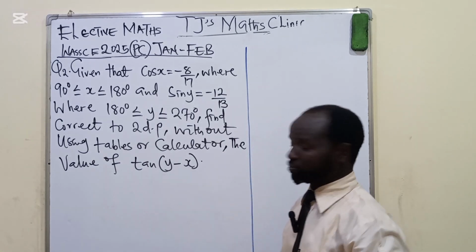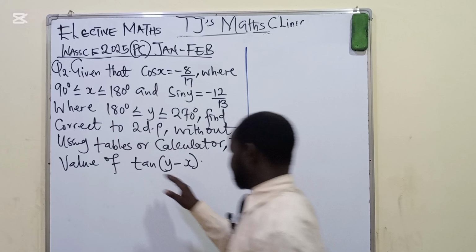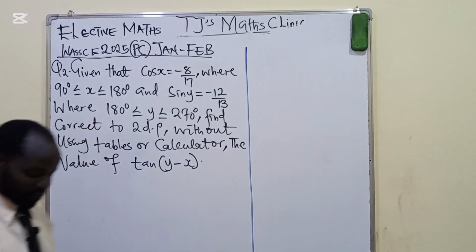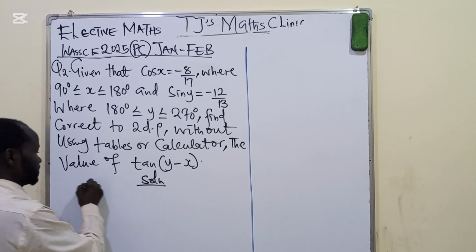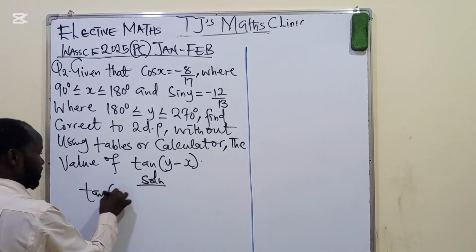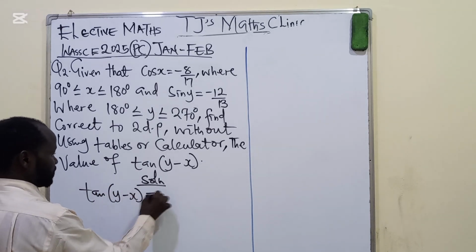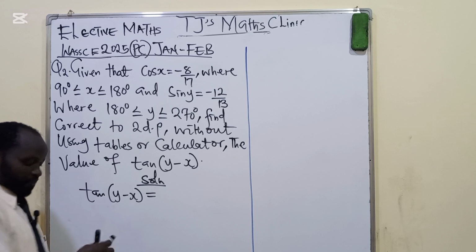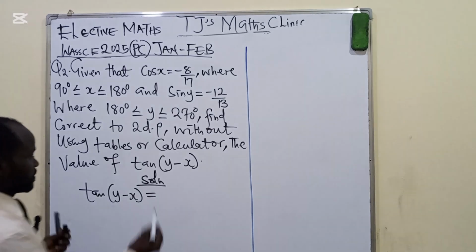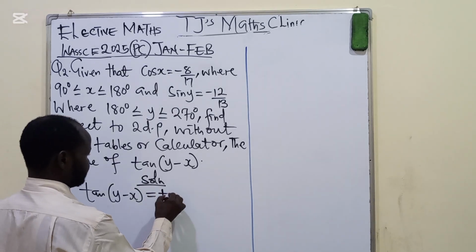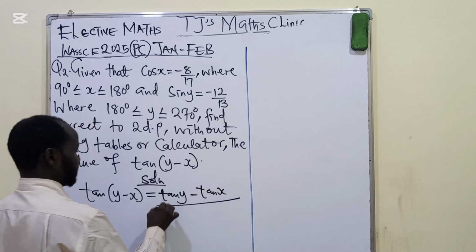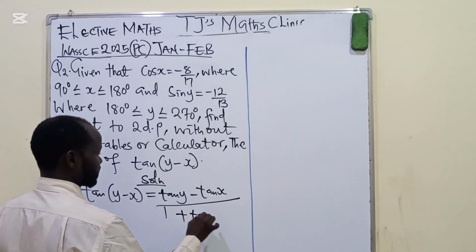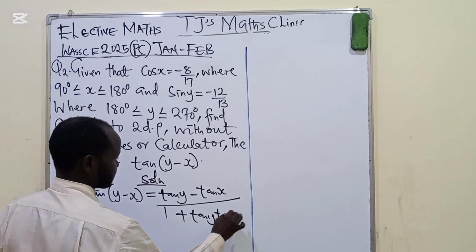This is a double angle, so we have to recall the formula for the double angle of tan. Let's write down the solution. Recall that tan (y minus x) is the same as tan y minus tan x divided by 1 plus tan y multiplied by tan x.